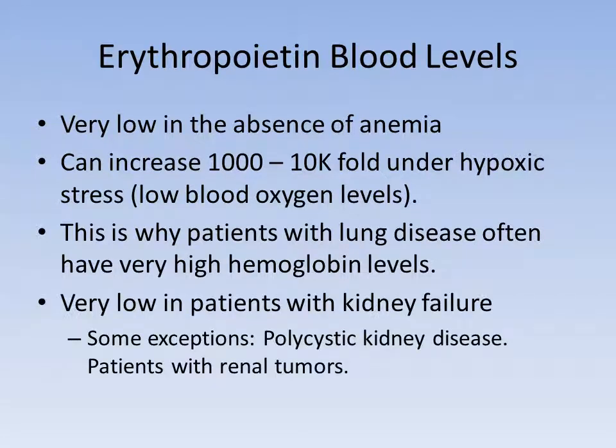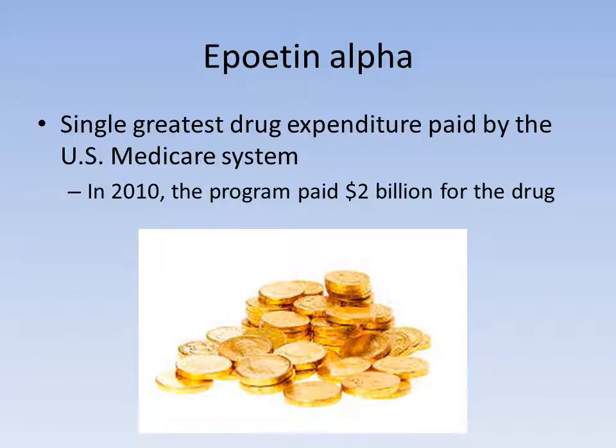Now there's one exception. Erythropoietin blood levels tend to be very low in patients with polycystic kidney disease and patients with renal tumors. And these patients oftentimes have relatively robust hemoglobins on dialysis and don't need erythropoietin. Okay, so recombinant erythropoietin, or epoetin alpha. In at least 2010, it was the single greatest drug expenditure by Medicare. I don't know if that's the case anymore. I couldn't find that information when I tried to look for it. But suffice it to say that CMS knows that it spends a lot of money on this drug.